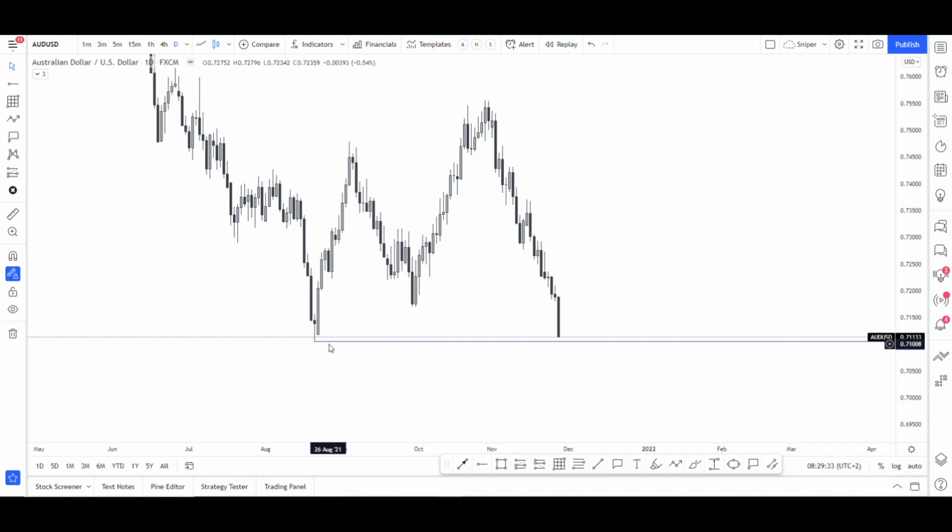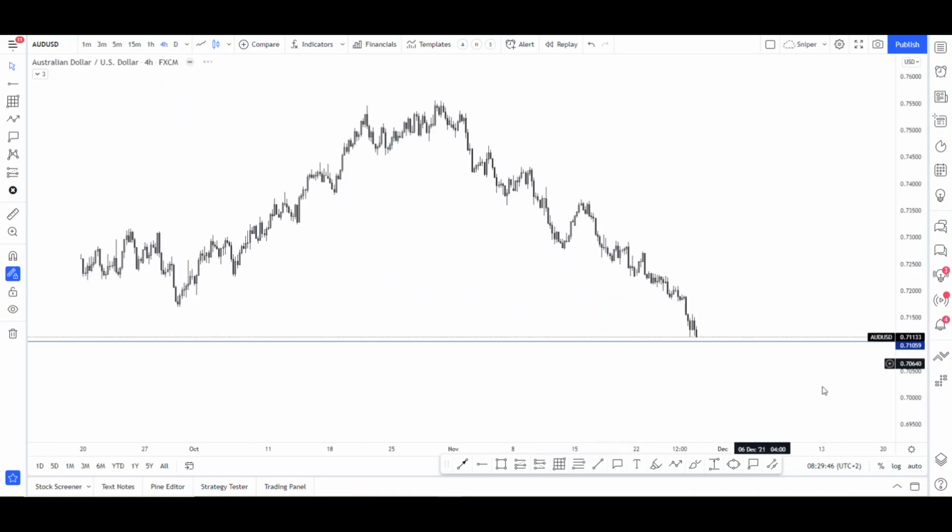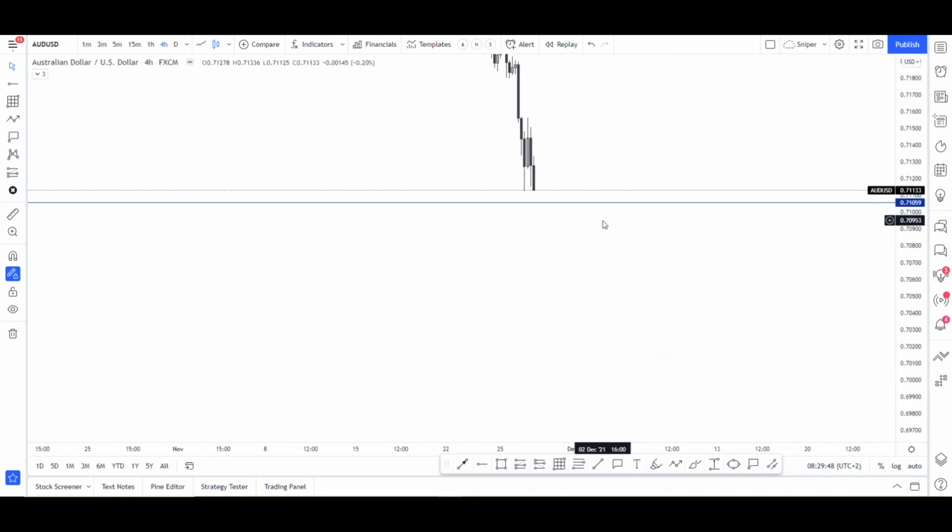Obviously, I do think we'll reach these lows and we'll probably sweep them, and I'm looking for a reaction around these lows. So this is what I'm looking for. That's my expectation. I could be wrong, but that's currently the idea that I have. So there's nothing to trade now.